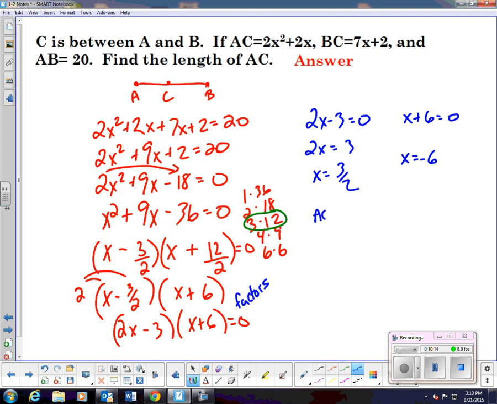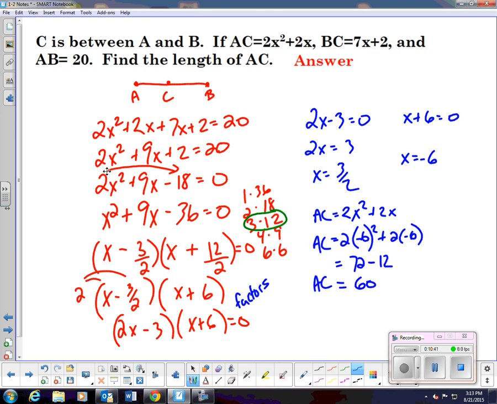So if I have AC equals 2x squared plus 2x, I've got to plug each one in there. I'll start with the one I know you're going to start with, which is the negative 6, because it seems easier than fractions. So negative 6 squared is 36, times 2 is 72, minus 12. And so that's going to give me 60. So AC can be 60. That is a length. That's great.